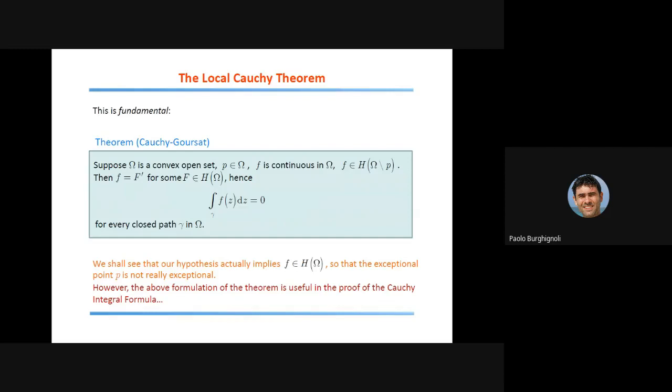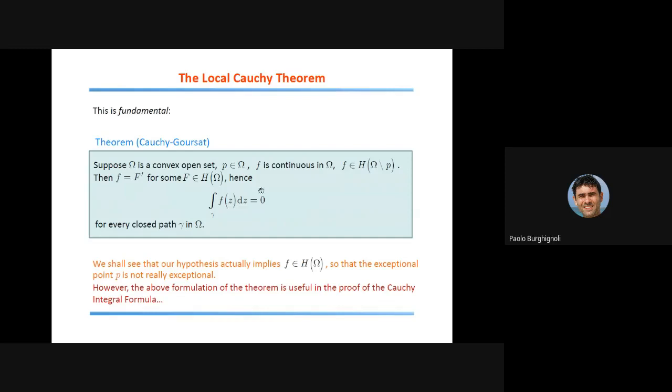As you can see in the statement of the theorem in the box, we have omega, which is a convex open set. Note that now we are explicitly assuming the convexity of the open set. If P is a single point inside this open set, and f is a continuous function defined in omega, which is holomorphic, that is analytic, inside omega with the exception of this single point P, then it turns out that your function f is the derivative of some holomorphic function capital F defined in omega, and as a consequence, the integral of your function f along any closed path is equal to 0.